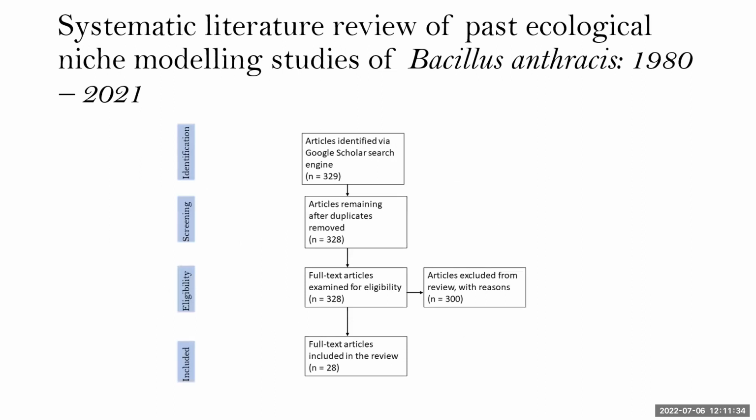And here I did a literature review of all research articles focused on niche modeling studies of Bacillus anthracis. And the review was limited to the peer-reviewed papers published from 1st of January 1980 to December 2021. And I included only articles published in the English language or those with English translations, and selected only research-focused articles based on correlative niche modeling, which summed up to 28 papers.